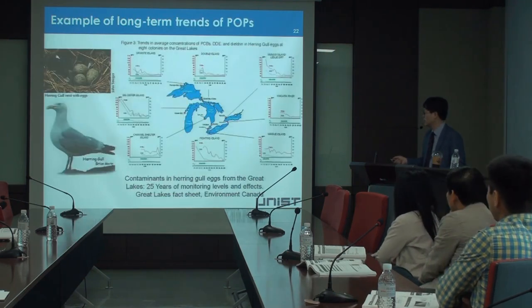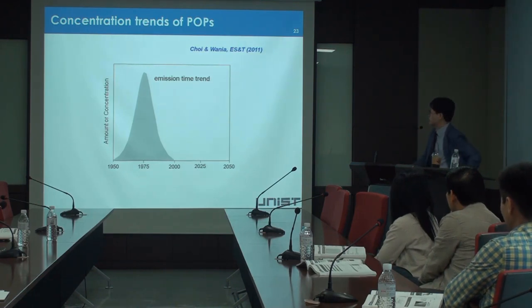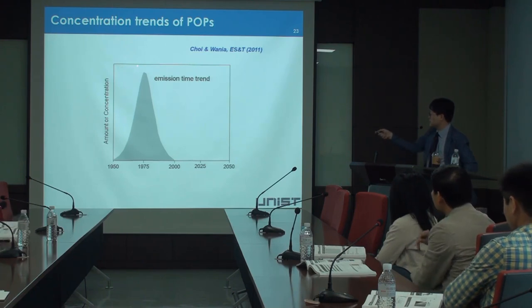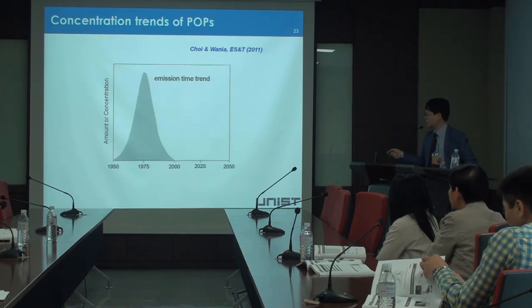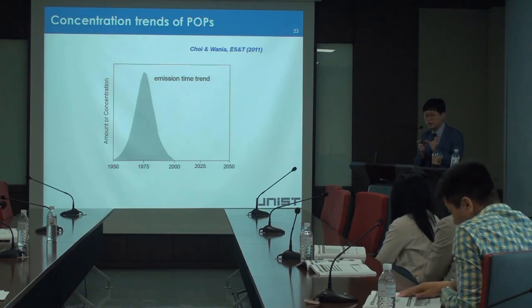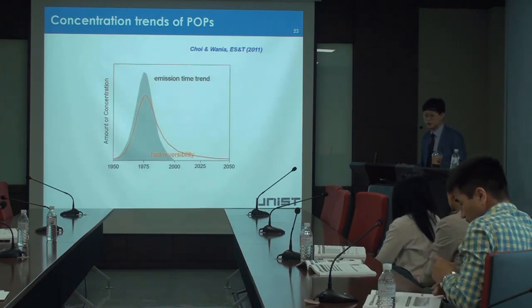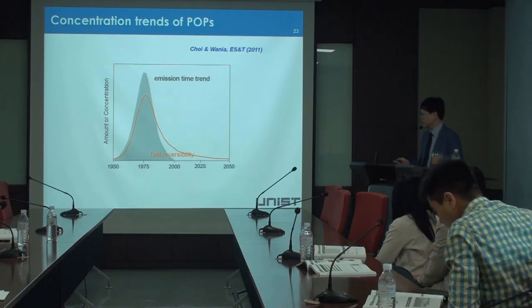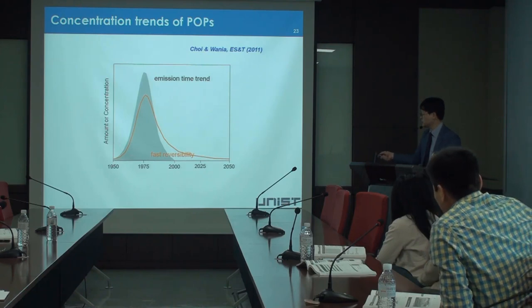Okay? But here is some problem, based on past processes. Even where there is an emission trend, an increase and then a decrease, if the chemical is very volatile and has a very short half-life, then the concentration in the environment follows this tendency. So it is called fast reversibility. For these cases, no problem.